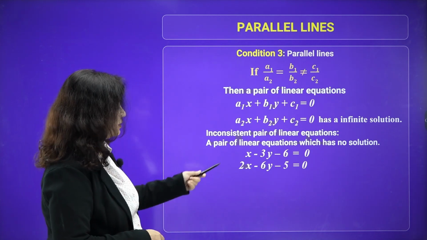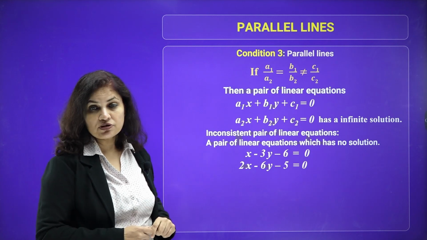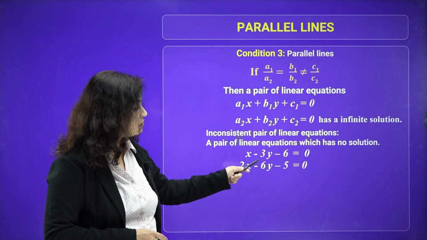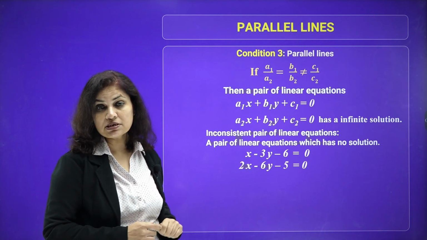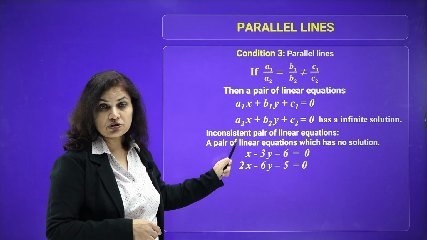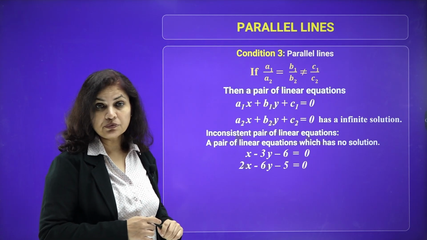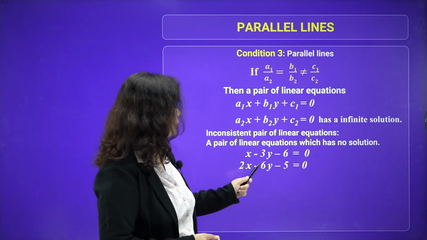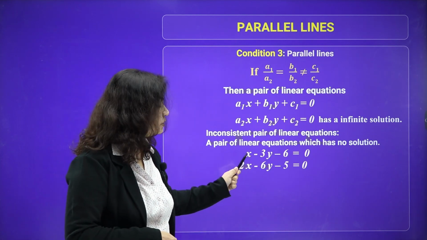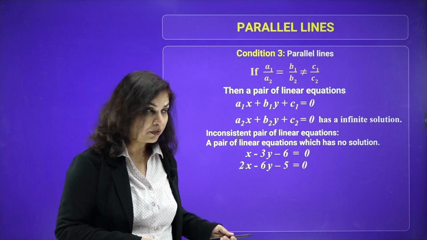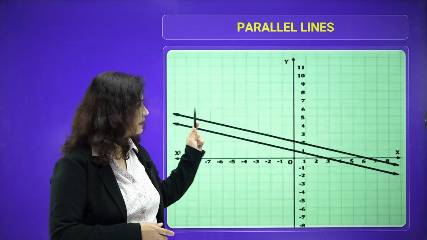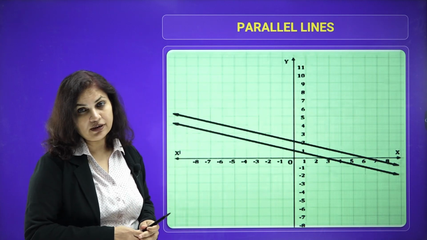Let us check it ourselves. What is the ratio of the coefficient of x? 1 upon 2. What is the ratio of the coefficient of y? 3 upon minus 6 is equal to again 1 upon 2. So, we saw that A1 upon A2 is equal to B1 upon B2. Now, let us check it with C1 upon C2. C1 upon C2 is 6 upon 5, which is neither equal to A1 upon A2 nor B1 upon B2. If we plot these lines, we'll get a pair of parallel lines.